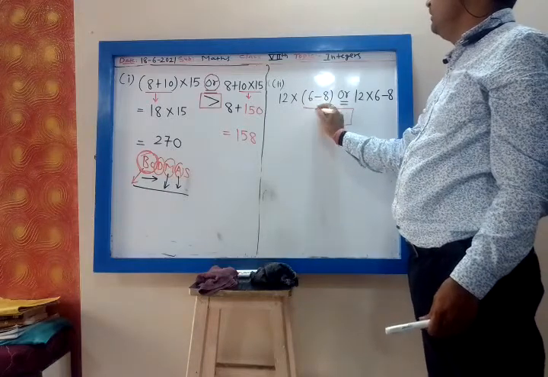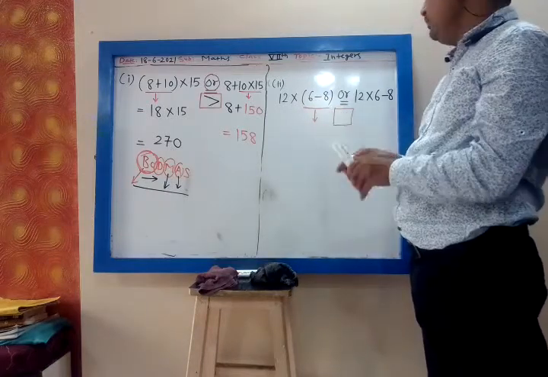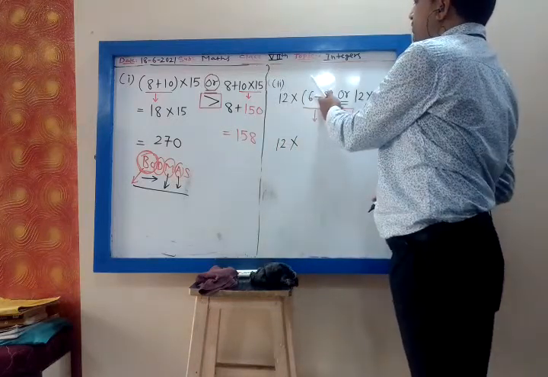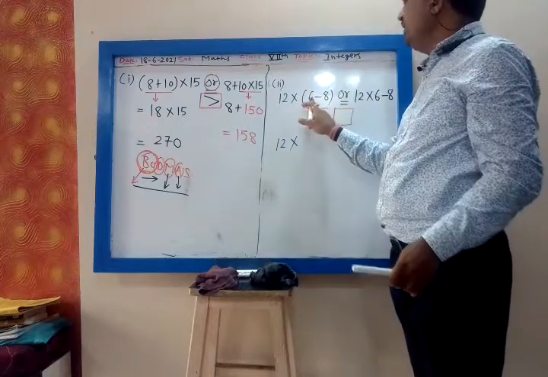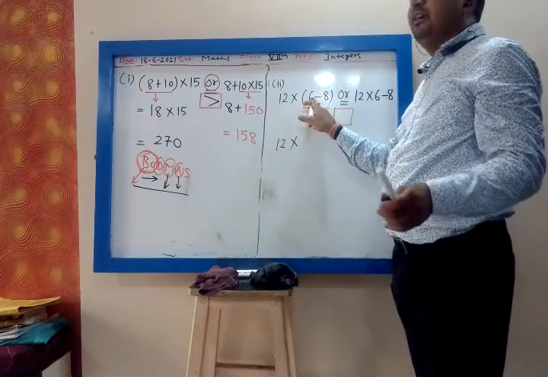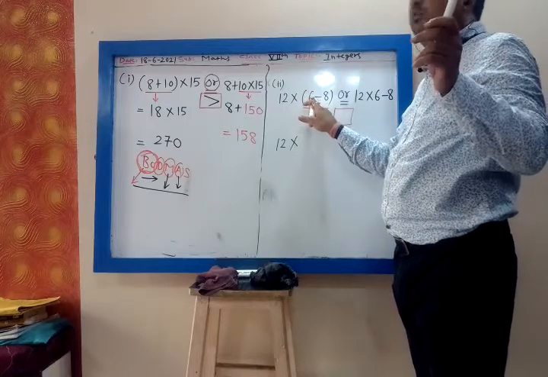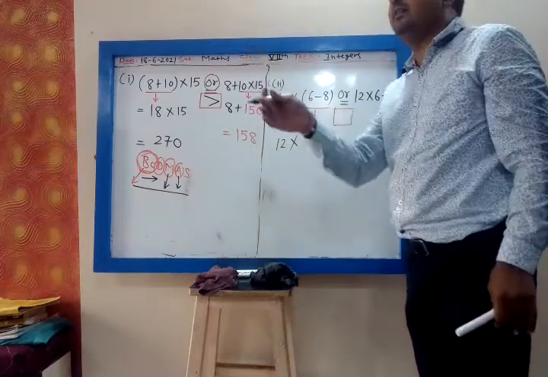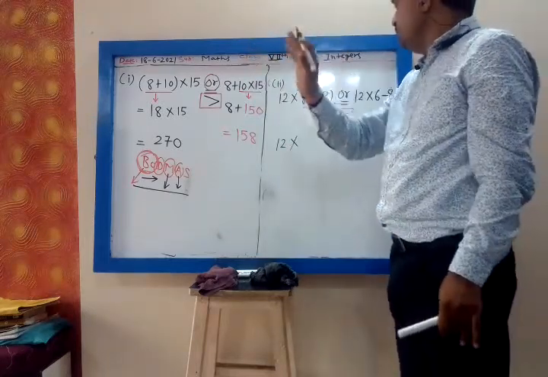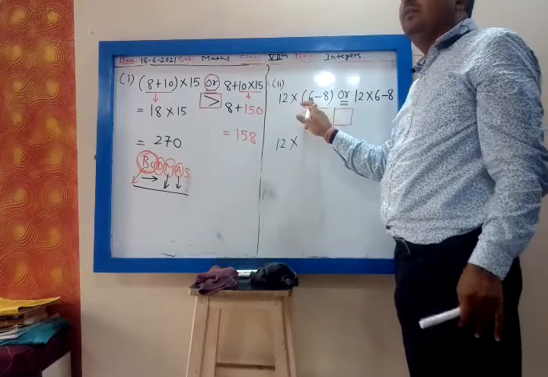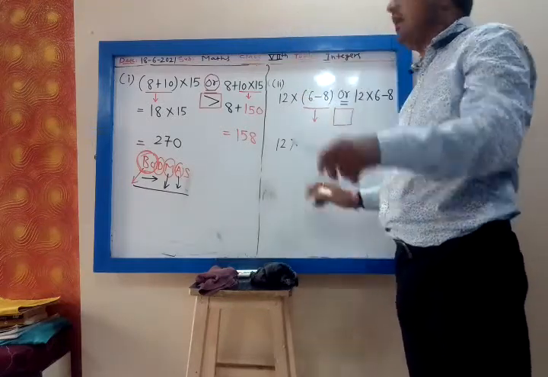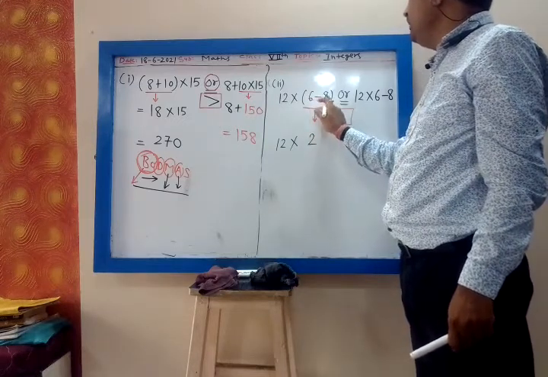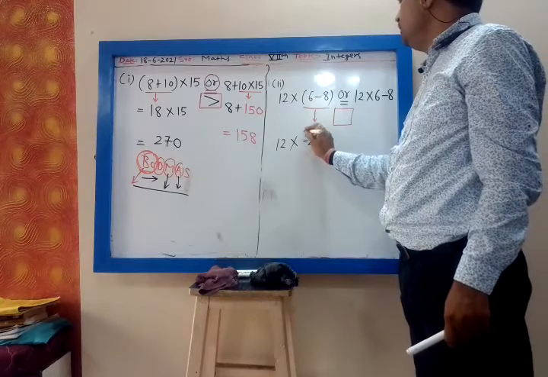So that will be 12 into. Now this is subtraction, 6 and 8 minus sign. What is the sign of 6? Plus. What is the sign of 8? Minus. Whenever they have opposite signs, you have to subtract. 8 minus 6 is 2. Which number is bigger? 8 is bigger. What is its sign? Minus. So it is minus 2.